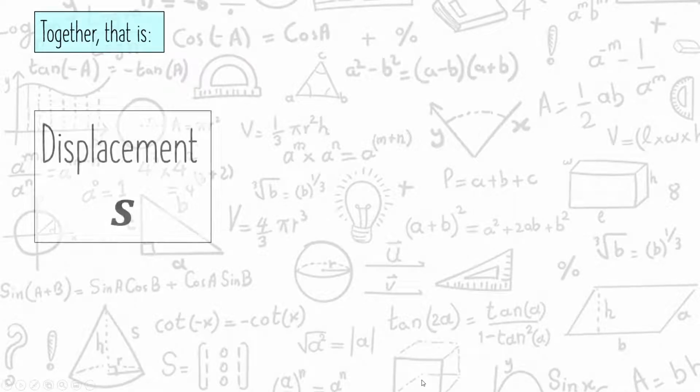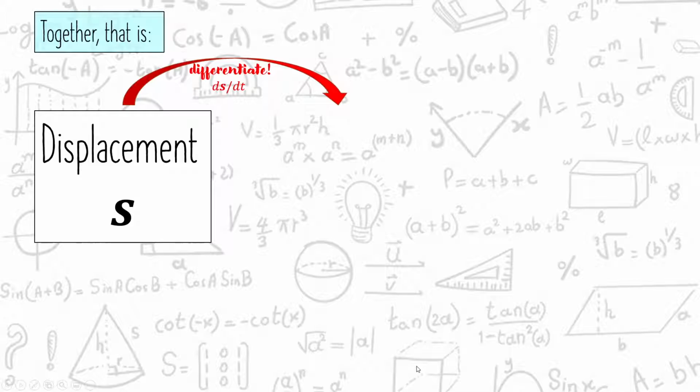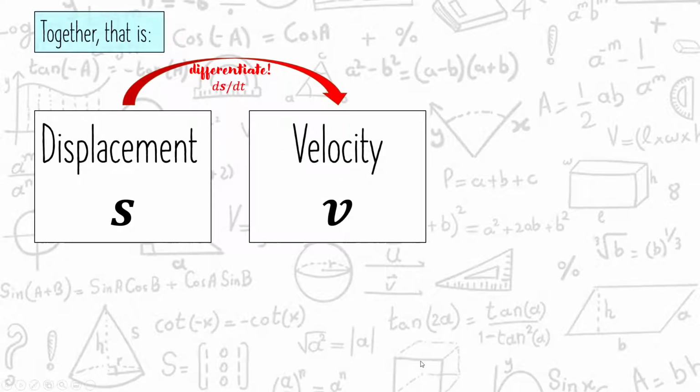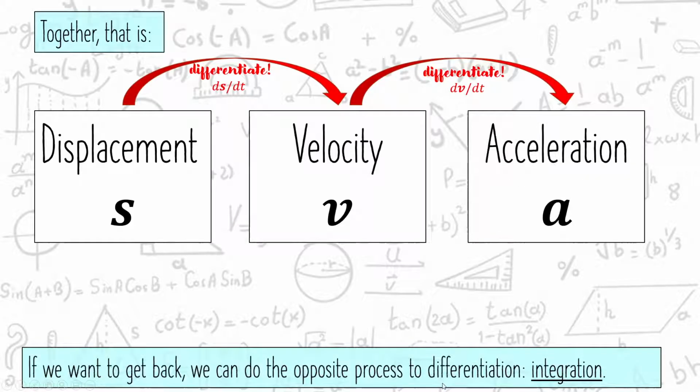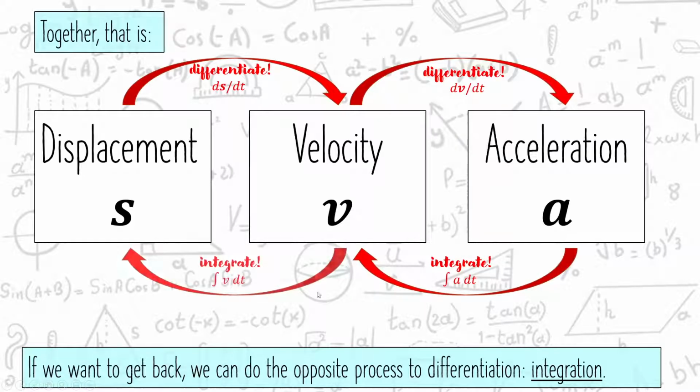So putting that all together, if I start with displacement and I differentiate it, I get velocity. If I differentiate that, I get acceleration. And of course, I can go backwards and I can do the opposite process to differentiation, which is integration, and that will allow me to get from acceleration to velocity, or from velocity to displacement.